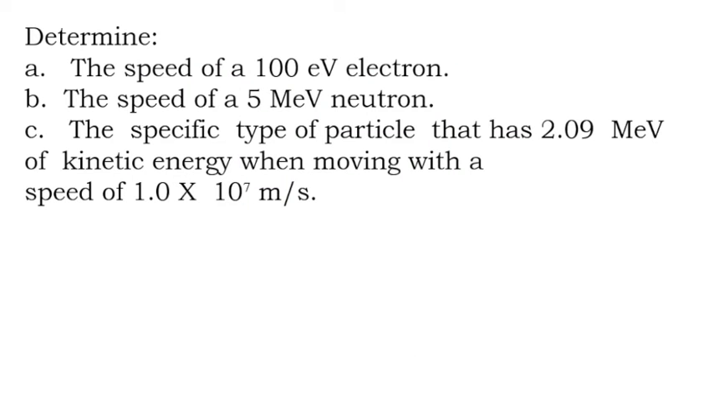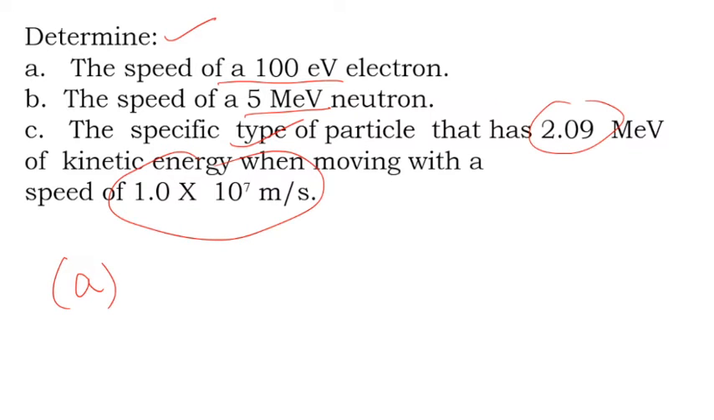Okay, the next question says determine the speed of a 100 electron volt electron. So the A part is the speed of a 100 electron volt electron. Second is the speed of a 5 MeV neutron. Third is a specific type of particle that has 2.09 mega electron volt of kinetic energy when moving with this particular speed. Okay, so the first part when we solve this is the speed of a 100 electron volt electron.